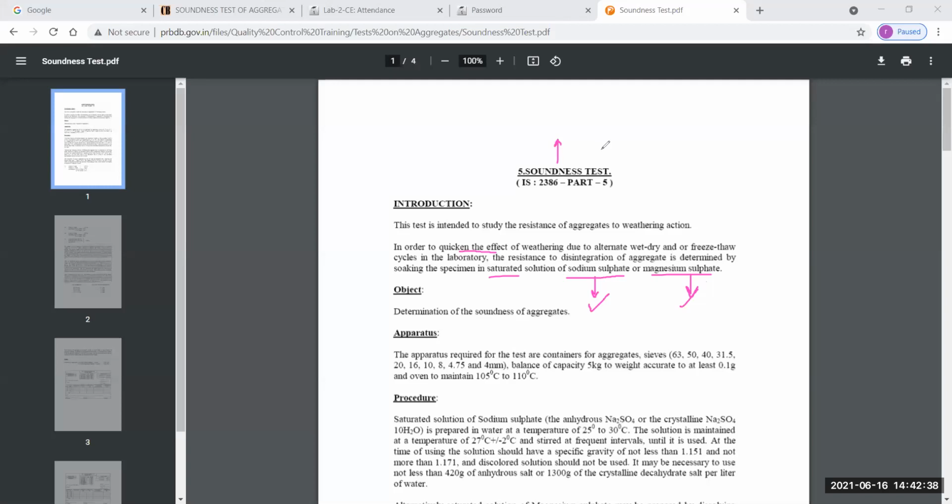Also in this test, next is your objective. Your objective is determination of soundness of aggregate. Apparatus used: the apparatus required for the test are containers for aggregate. Already discussed, containers for aggregate. In containers for aggregate we use wire mesh bucket.